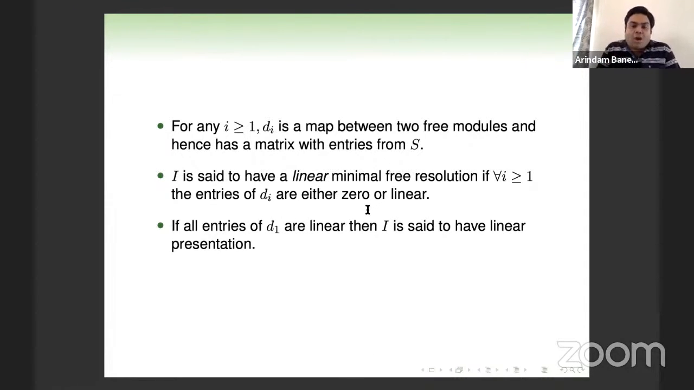Also, if all entries of the first map, not the zeroth map, the first map, are linear, then I is said to have linear presentation. That is, the first map is linear, maybe not the other ones. And linear presentation doesn't imply linear resolution for sure. Of course, linear resolution implies linear presentation. It's far away from that.